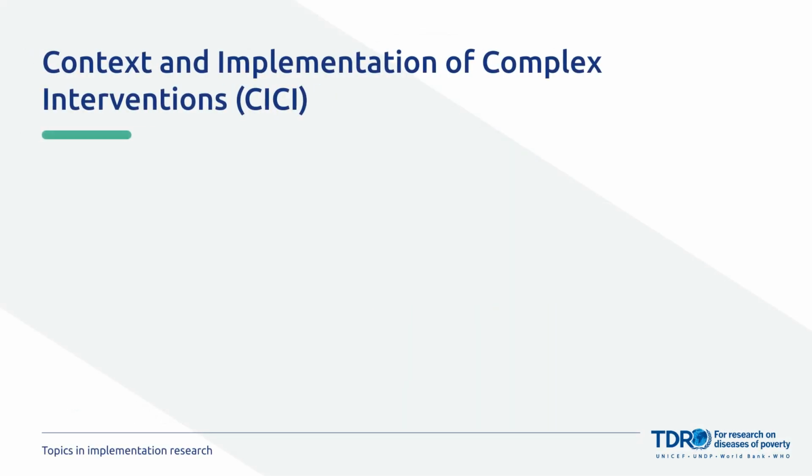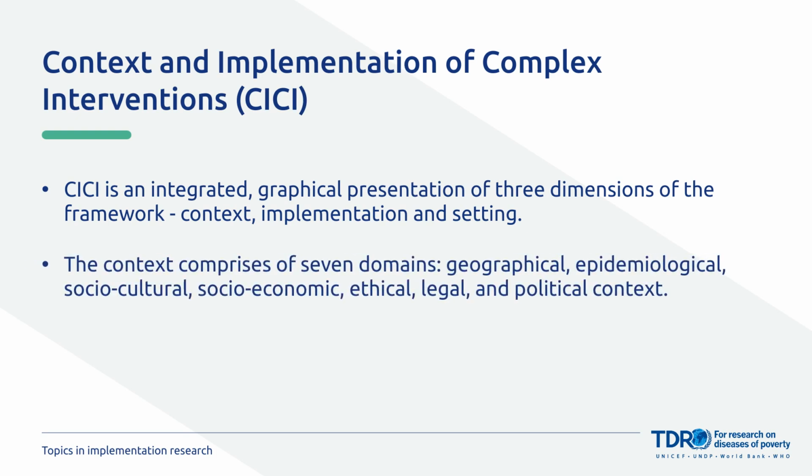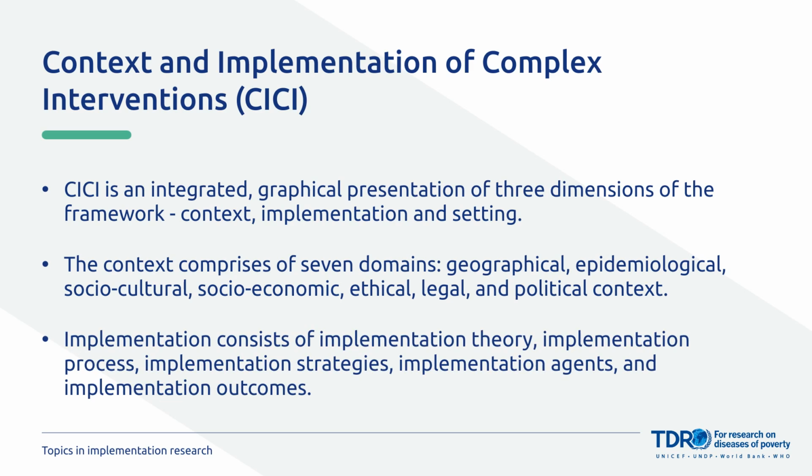Context and Implementation of Complex Interventions, CC, is a graphical presentation of 3 integrated dimensions of the framework. These include context, implementation, and setting. The context comprises 7 domains: geographical, epidemiological, socio-cultural, socio-economic, ethical, legal, and political context. Implementation consists of implementation theory, implementation process, implementation strategies, implementation agents, and implementation outcomes.